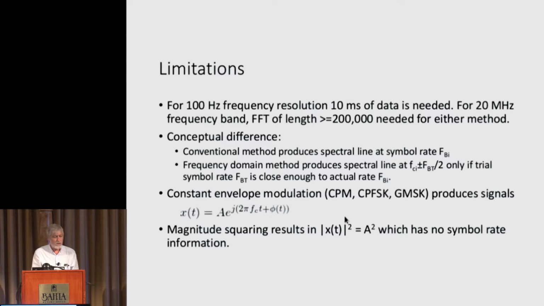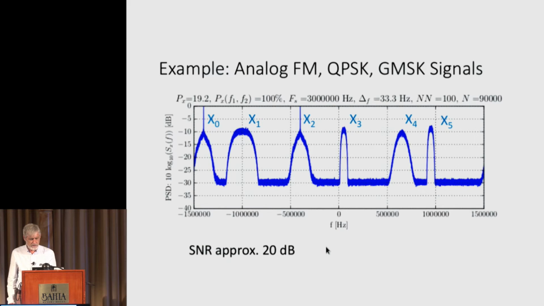Then if you have constant envelope modulation like CPM, CPFSK, or GMSK, then you produce signals which are of the form A times e to the j(2 pi fct plus phi of t), where all the modulation is inside that phi of t, the phase basically of the modulation. Now if you take this and take the magnitude squared, all you get is A squared out of it, because the complex exponential just has an amplitude of 1. So we don't get any symbol rate information from that, and here's an example of a signal.